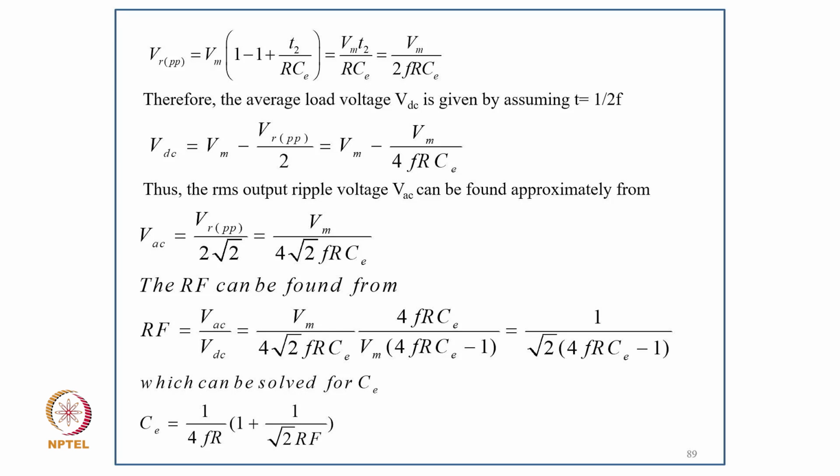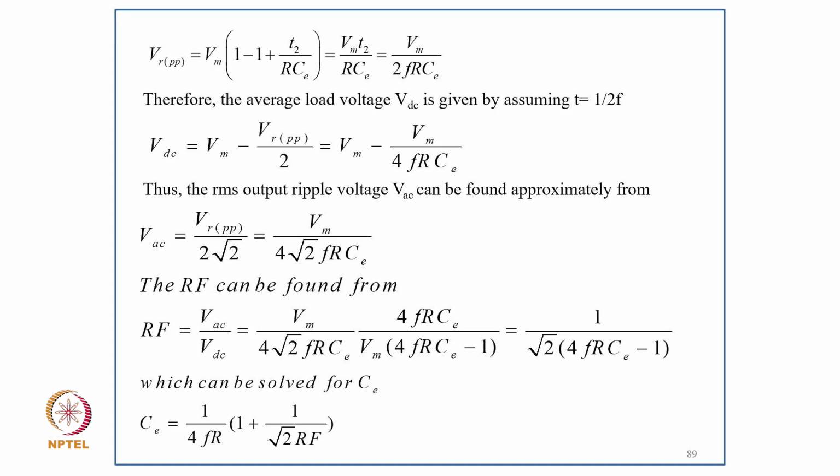So therefore the average load voltage is given by assuming T2 is T upon 2F. So VDC equal to Vm minus VRR by 2, that is Vm minus Vm upon 4FRC. So thus the RMS output ripple voltage VAC can be found out approximately as VAC equal to VRR upon 2 root 2, that is Vm upon 4 root 2 FRC.